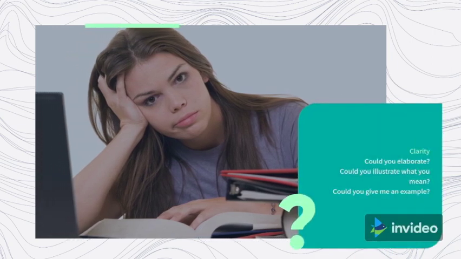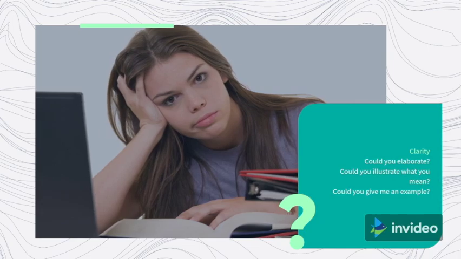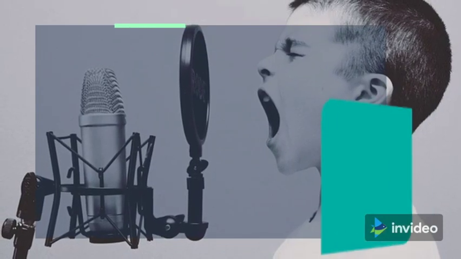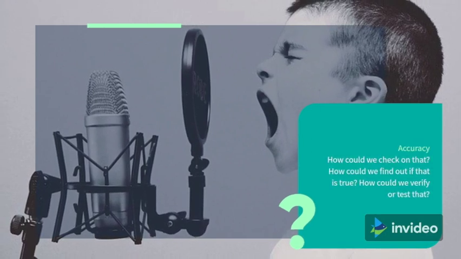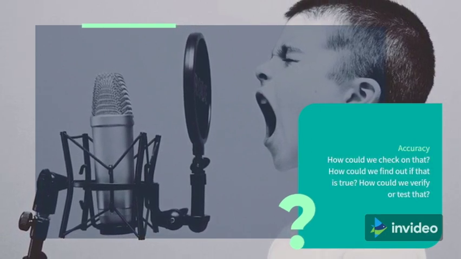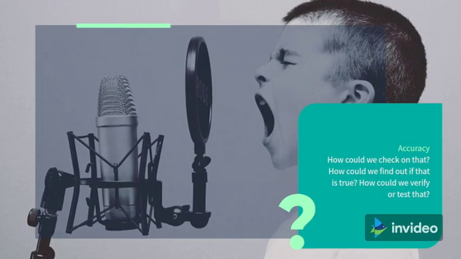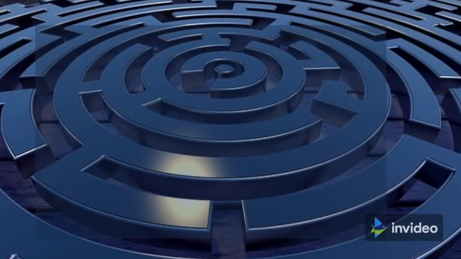Clarity. Could you elaborate? Could you illustrate what you mean? Could you give an example? Accuracy. How could we check on that? How could we find out if that is true? How could we verify or test that?